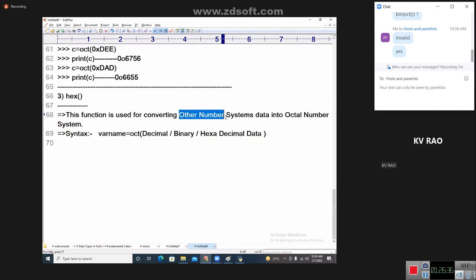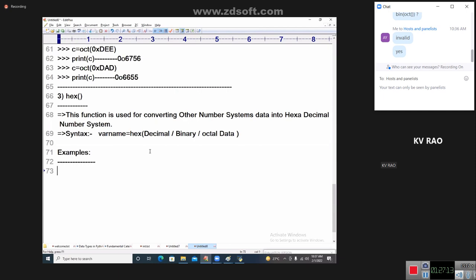Converting other number systems data into which number system data? Hexadecimal number system data. What is the function name? Hex. What is this? Decimal, binary, octal data. Decimal converts into hex. Binary converts into hex. And octal converts into hex. Okay, examples I'm going to give you the clarity here. How simple the example, how easy.